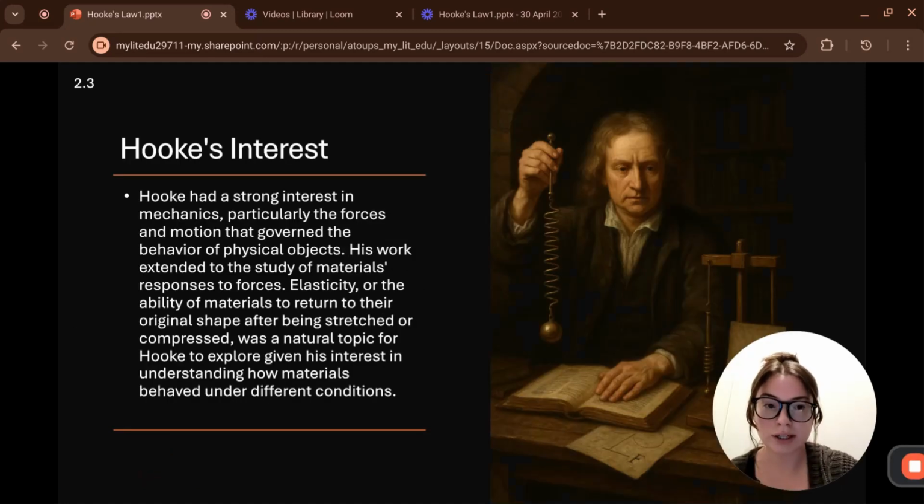Robert Hooke had a strong interest in mechanics, particularly the forces in motion that govern the behavior of physical objects. His work extended to the study of materials' responses to forces, elasticity, or the ability of materials to return to their original shape after being stretched or compressed. It was a natural topic for Hooke to explore given his interest in understanding how materials behaved under certain conditions.